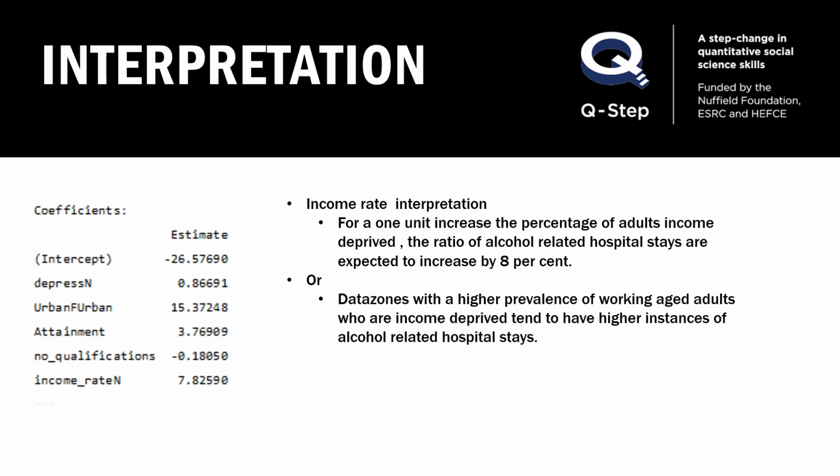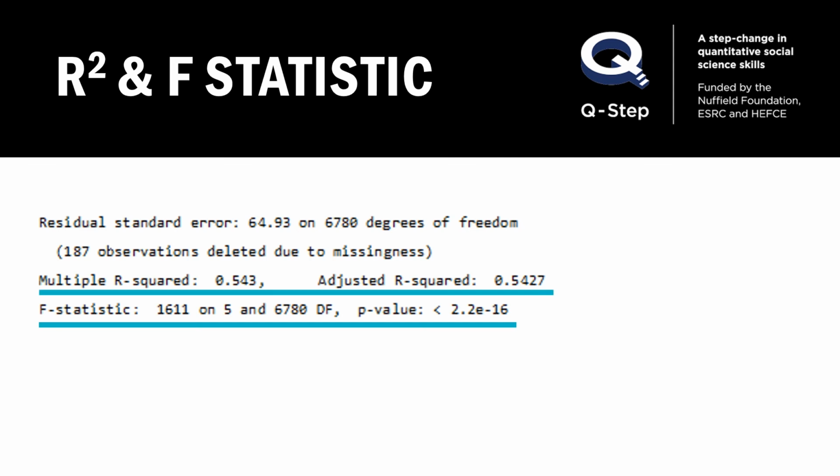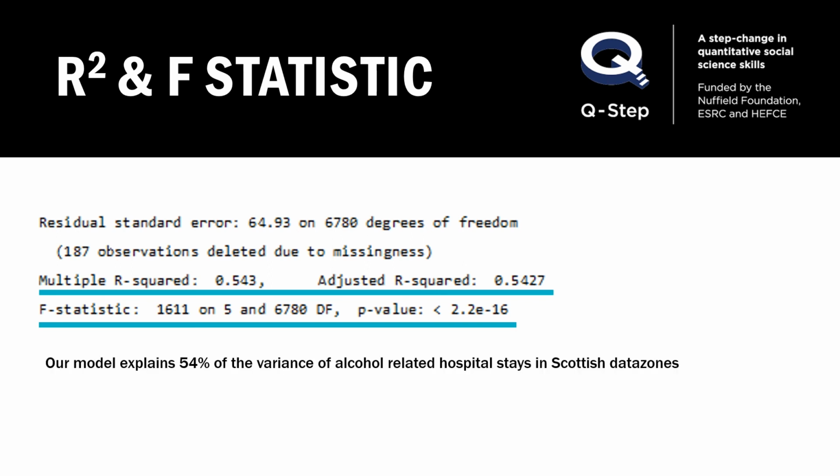So let's move on to the next part of the output, which is the r-squared and the f statistic. The bottom information reveals the f statistic p-value. This is generally what we would look at first in our output. The p-value is under 0.05, therefore our overall model is statistically significant. Next, we look at the r-squared and the adjusted r-squared. With r-squared, we can interpret that our predictor variables explain 54% of the variance of alcohol-related stays in Scottish data zones.